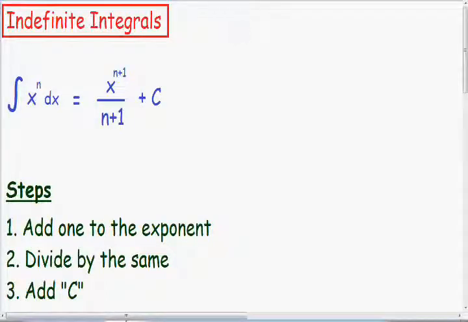So now I want to do another basic indefinite integral example. Let's do a square root example. So let's say we have the integral of 3 multiplied by the square root of x. And we can't forget, we always have to put a dx at the end.